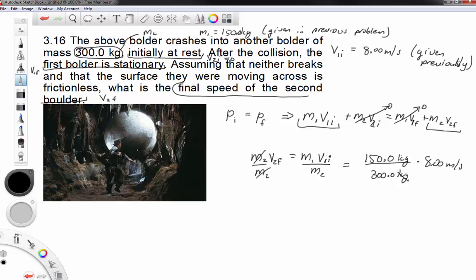Well, 150 divided by 300 is a half, and of course the kilograms cancel. So this is a half times 8, which is 4. So the final speed of the second boulder should be 4.00 meters per second.